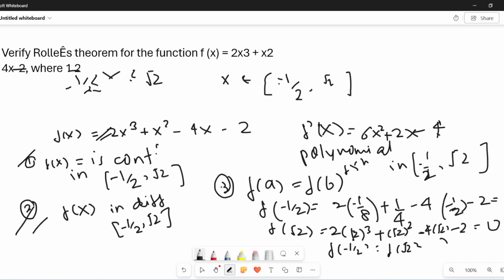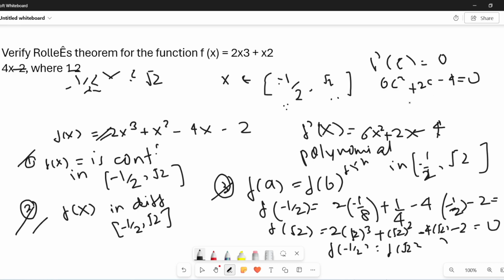So the first, second and third conditions are satisfied. Now we check f'(c) equal to 0. Now we check whether c is lying between minus 1 by 2 and root 2. If it is lying between them, then Rolle's theorem is applicable. If not, then not applicable. So f'(c) equal to 0 becomes 6c square plus 2c minus 4.